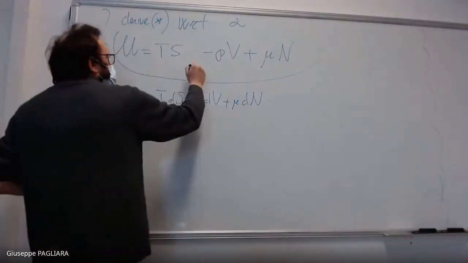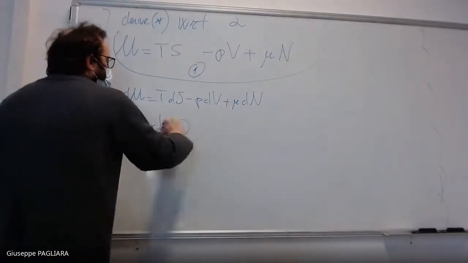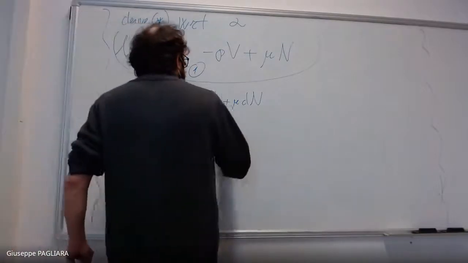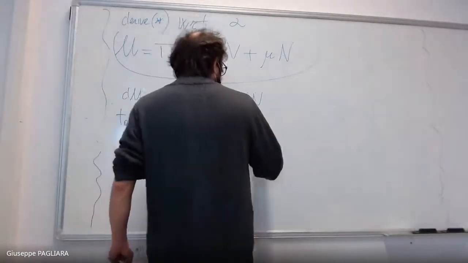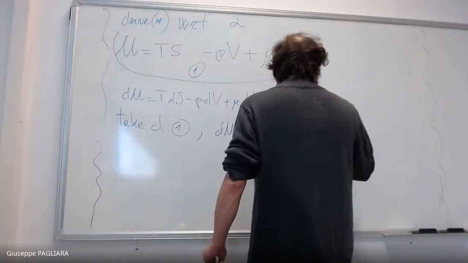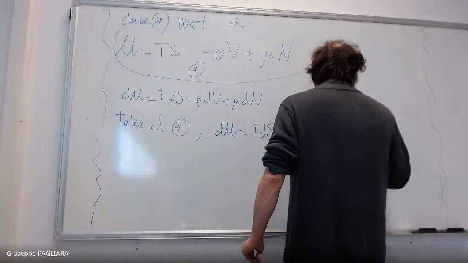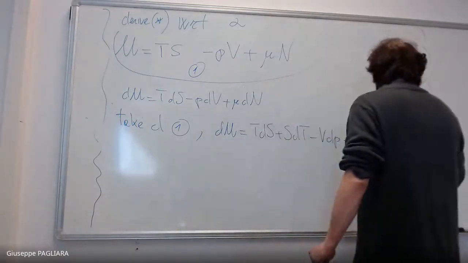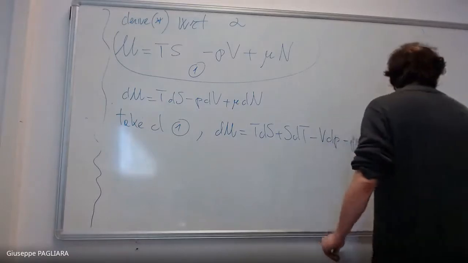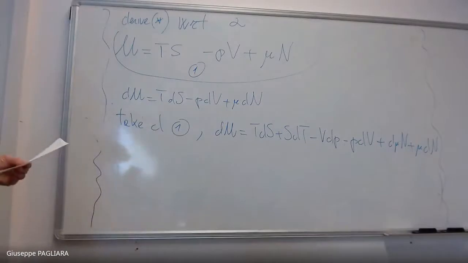So take the differential of 1. So I get dU is equal to T dS plus S dT, minus V dP, minus P dV, plus d mu N plus mu dN. I think I have everything there now.